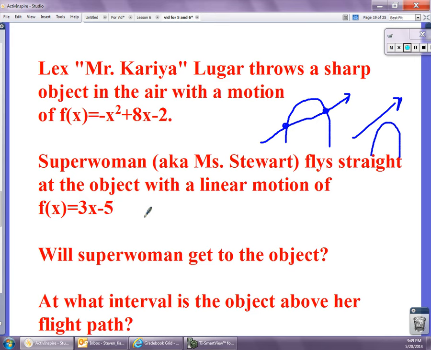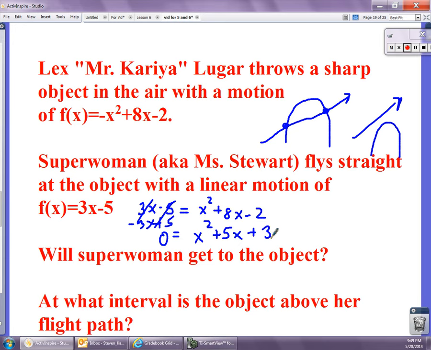See if they intersect. So 3x minus 5 equals, so I'm going to solve, because it's a quadratic, I want to get it equal to 0. So I'm going to subtract 3x on both sides. And 8x minus 3x is 5x. And then I'm going to add 5 on both sides to get rid of the 5. So I end up with 0 equals x squared plus 5x. And remember, I added 5 on both sides, which will get me positive 3. This is not factorable, so I'm going to have to use the quadratic formula.